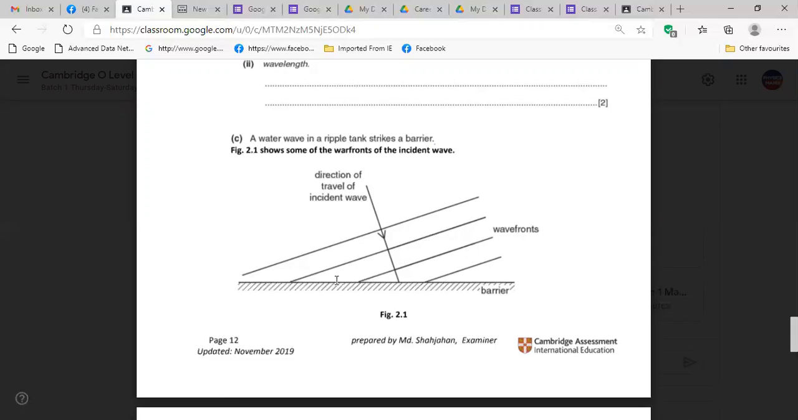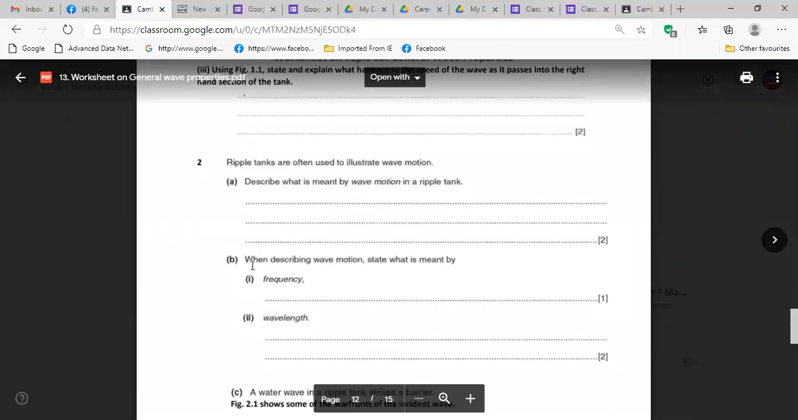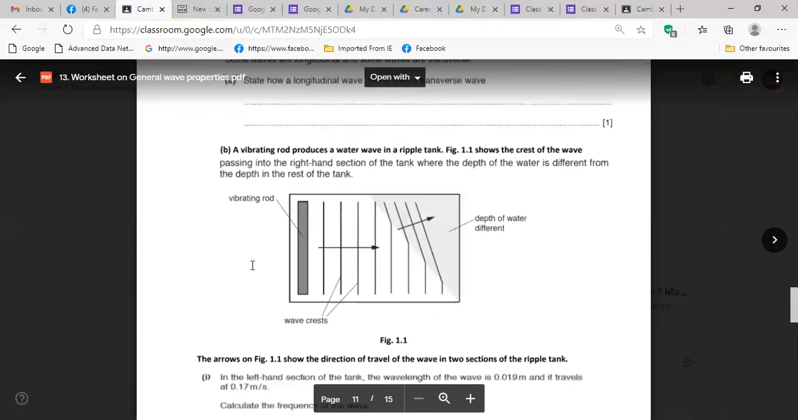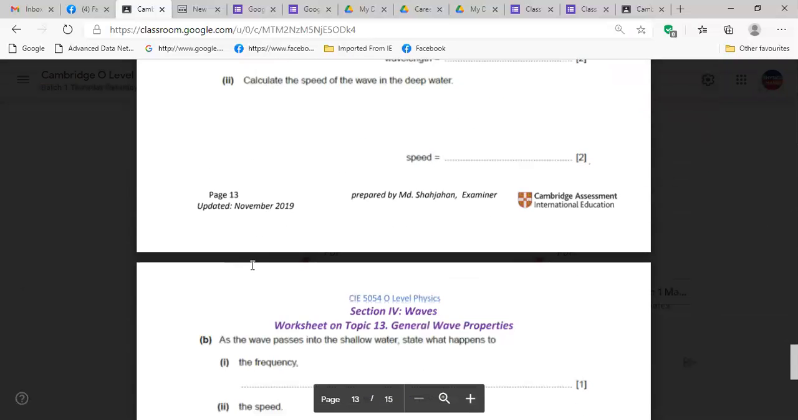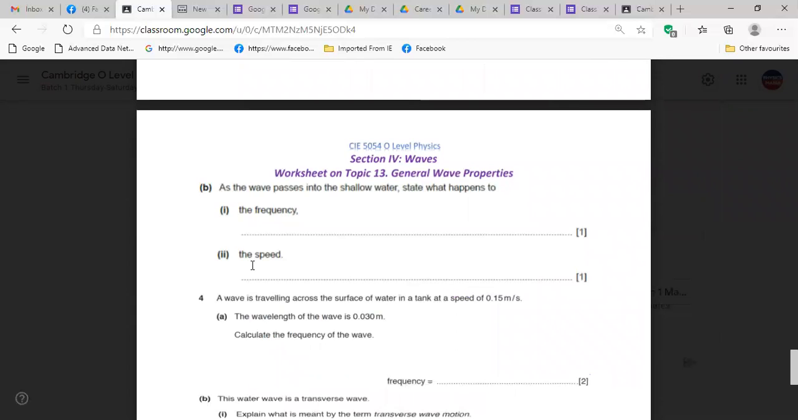Done, sir. Very good. Now we are done with question 2. We are done with question 1. We are done with also question 3, right? Okay, now this part, B. Can you read and tell the answer? As the wave passes into the shallow water, state what happens to the frequency. It remains the same. Very good. Then speed. If it is going from deep to shallow, speed will decrease. Excellent. Well done, Monica. So write it. Practice makes a woman also perfect, not only men, isn't it? Yes, sir.